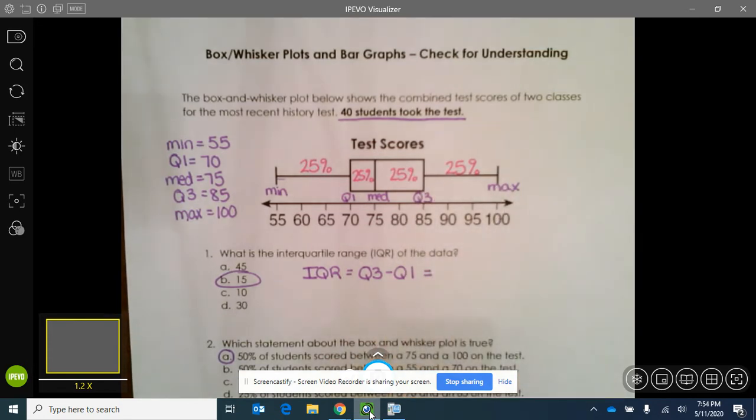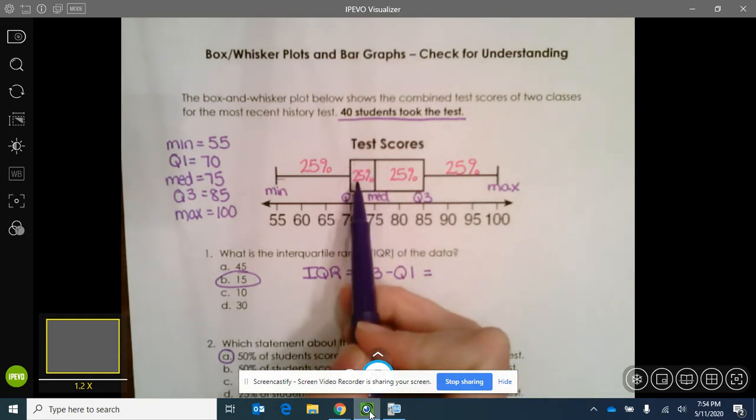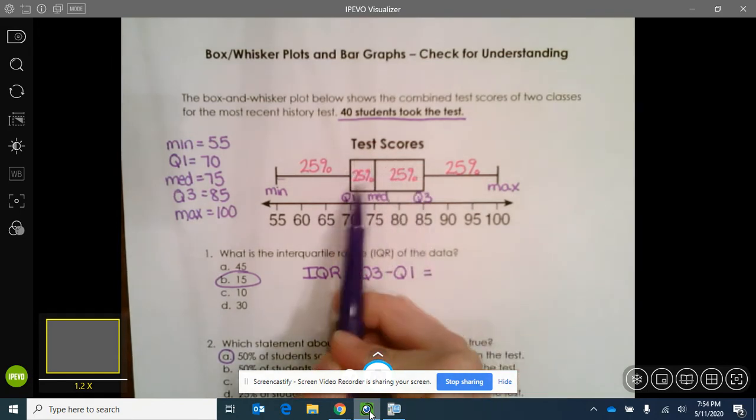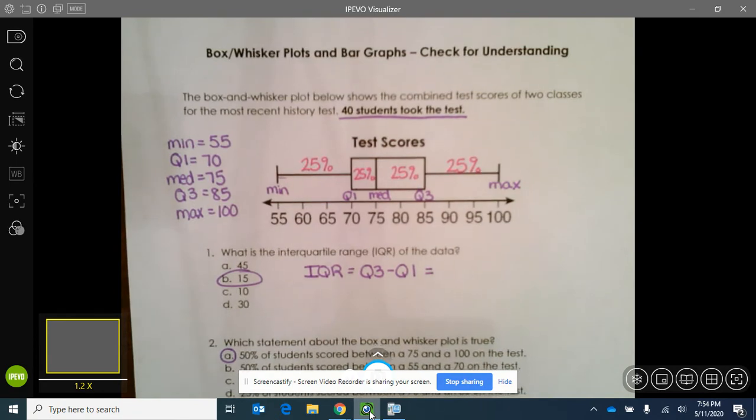So each part is always 25%. It doesn't matter that this left side of the box appears smaller than the right side. They're both 25%. They contain 25% of the data. So that's important to understand all those things before you're able to answer some questions about the box and whisker plot. So the first question says, what is the interquartile range of the data?